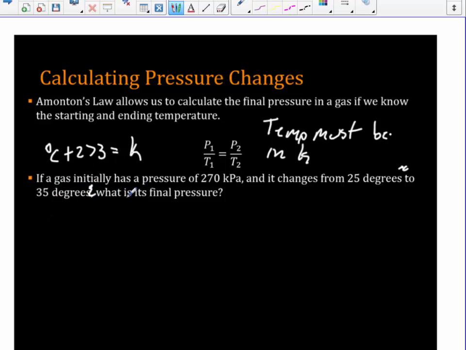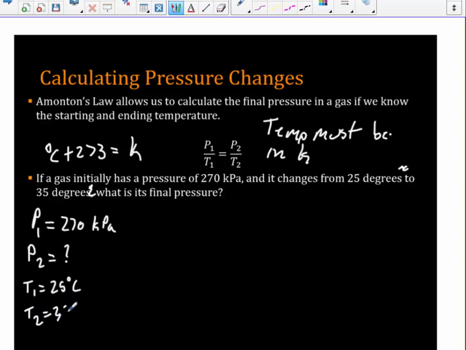Well, we are given that it has an initial pressure, or P1, equal to 270 kPa. A final pressure is what we're looking for. Its initial temperature, T1, was 25 degrees Celsius. That is not Kelvin, so we're going to have to fix that. T2 is equal to 35 degrees Celsius. Again, not Kelvin, so we fix that. To fix it, all we have to do is add 273, and this becomes 298 Kelvin, plus 273 here, and this becomes 308 Kelvin.